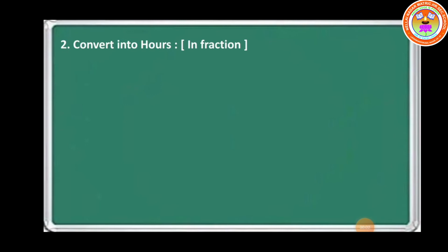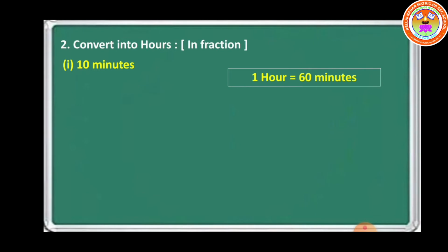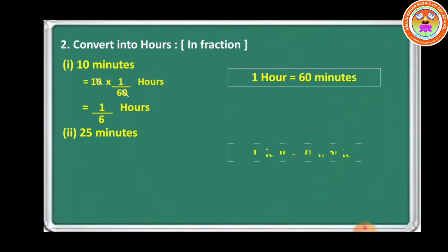Now let us see the second question. Convert into hours in fraction. First subdivision, 10 minutes. As we know, 1 hour is equal to 60 minutes. Therefore 10 minutes will be equal to 10 into 1/60 hours. So 0 and 0 will be getting cancelled. Then remaining 1/6 hours.